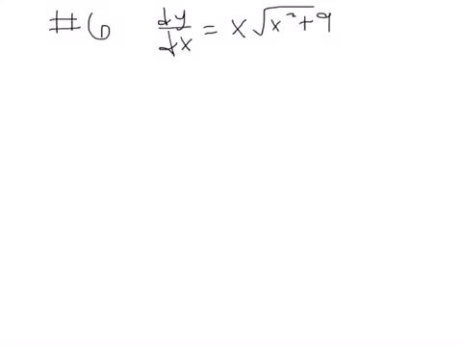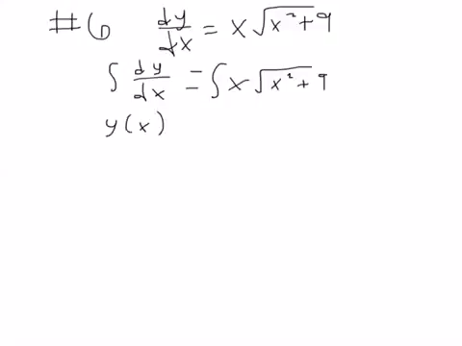So the first thing I did was I took the integral of each side, so the integral of dy/dx equals the integral of x times the square root of x squared plus 9. So the integral of dy/dx just is y of x. Now the trickier part is the right side. This integral is a little trickier to solve. You can't really use the power rule.